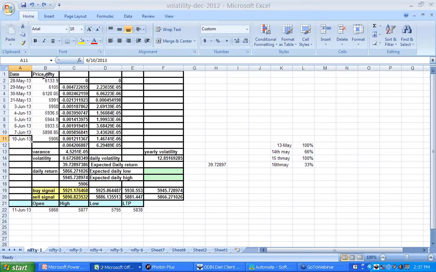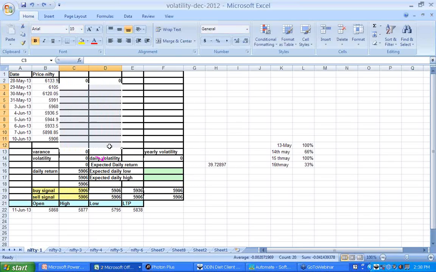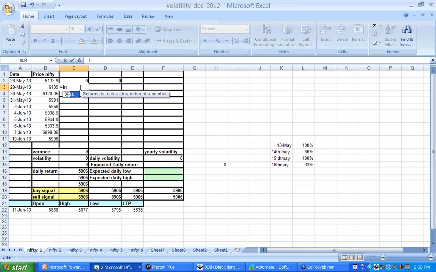So here I have taken the past 10 days data, and I am calculating the daily volatility. How will I calculate it? I will be taking the LN parameter. The first two records will be 0, so I will delete them initially so that we can do it freshly. I have taken the LN parameter, by means of which is the current price divided by the previous price.